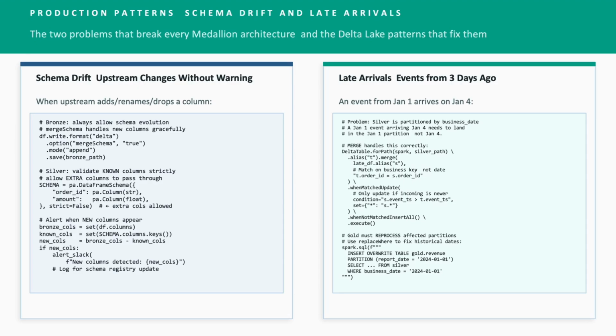But gold has already been computed for January 1st. You need to reprocess it. Use replace where instead of a plain write, where the report date equals, for example, the January 1st partition. This rebuilds the January 1st gold from the correct silver. Only that partition is touched. Everything else is untouched.